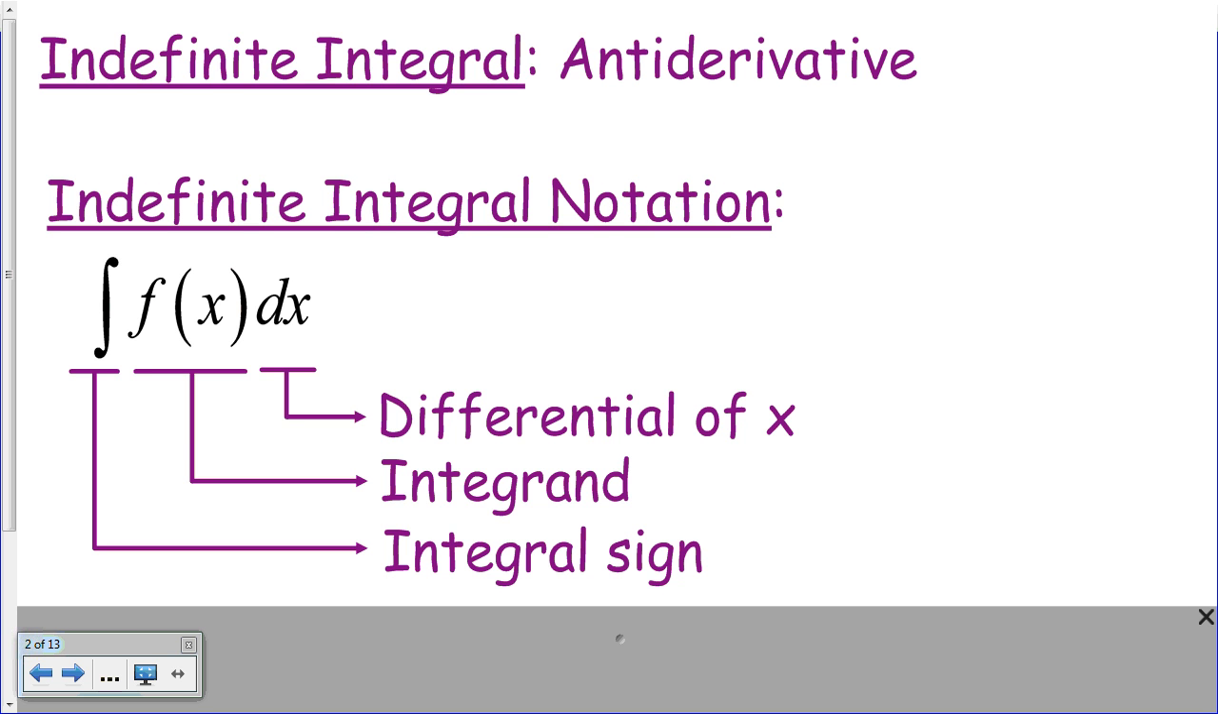F of x is what we call our integrand. So the function you're integrating is called your integrand. And finally, dx, we actually talked about that in the last section. That's the differential of x. And this is the reason why we had that discussion in the last section first, because when we write an indefinite integral in its formal notation, you'll notice that you have a function times a differential of x. That's the way we write it. So it's important you understand what exactly that represents, and how to solve problems that involve a differential times some function. All right, so that's our formal notation.